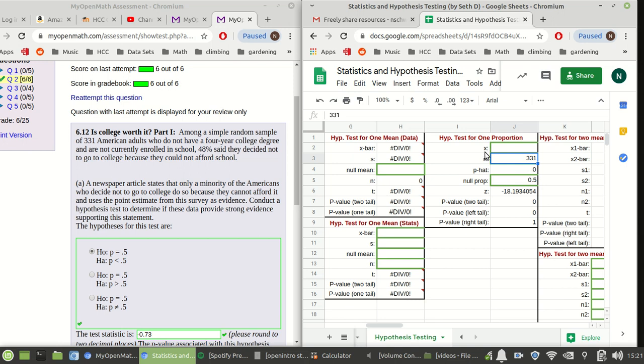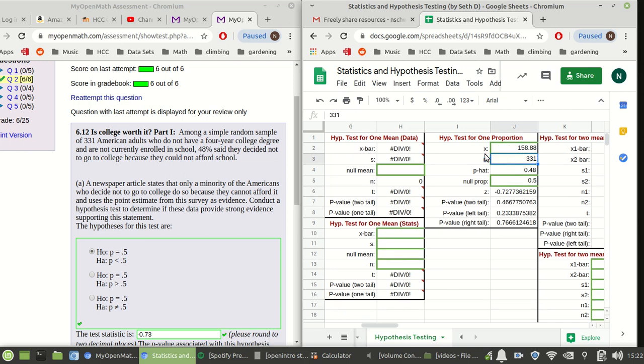I want to talk about what x means though. X is the number of successes. What is the success for this problem? A success, in quotes, because it's kind of a strange thing to call a success, would be a person who said they decided not to go back to college because they could not afford it. That's the thing we're keeping track of. It's not given to us here, but we can find it if we wanted to. We could say equals 48%, so 0.48, 48% of the sample, right? Of the sample size, so times this.